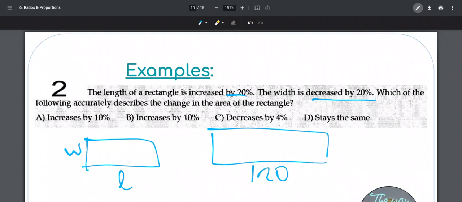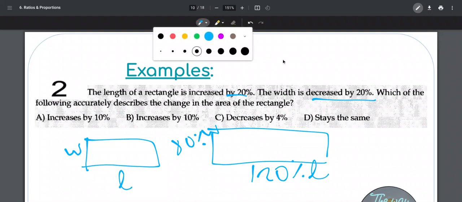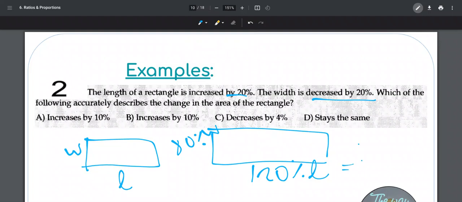So I have 120% of L, and a new width, which is decreased by 20%. So I have 80% of width. If you want to work with decimals, you can work with decimals. So I'm going to translate this to a decimal. So now this will be 1.2L, and this will be 0.8W. So the question is the change in the area.